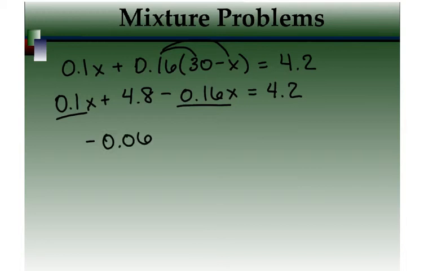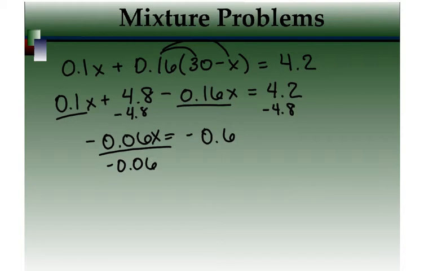So we have like terms right here, which is going to equal negative 0.06x, and I'm going to go ahead and subtract the 4.8 from both sides, which equals negative 0.6. Oh, I forgot my x. There's supposed to be an x right here. But anyway, keep on going. We're going to divide both sides by the negative 0.06. Remember, a negative divided by a negative is a positive value. So we end up getting 10.